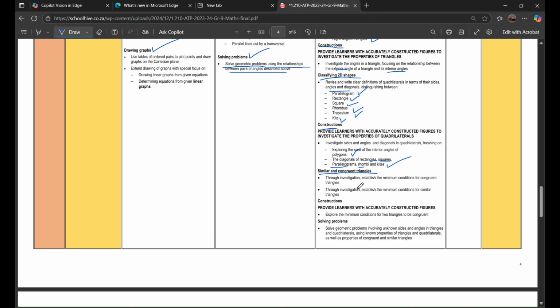Through investigation, you'll establish the minimum condition for congruent triangles. Through the investigation again, you're going to establish the minimum condition for similar triangles.